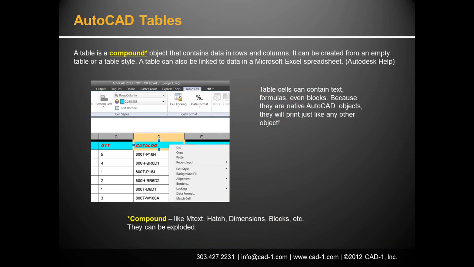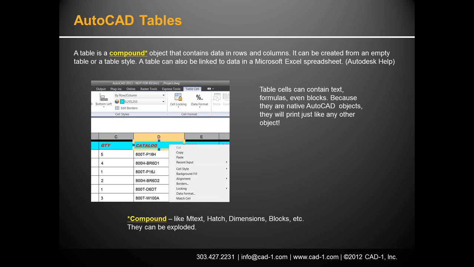So what are they? When you think about it, a table in AutoCAD is just like any other compound object, like a dimension or a block or something along those lines. A table, when you create one in AutoCAD, comes in as a single object, and it's made up of AutoCAD entities. AutoCAD lines, AutoCAD text, which means that when you print it, it's going to print just like all the rest of AutoCAD entities, not like that OLE object. The cells inside of an AutoCAD table can contain just about anything that you want: text, formulas, and you can even put blocks in there.